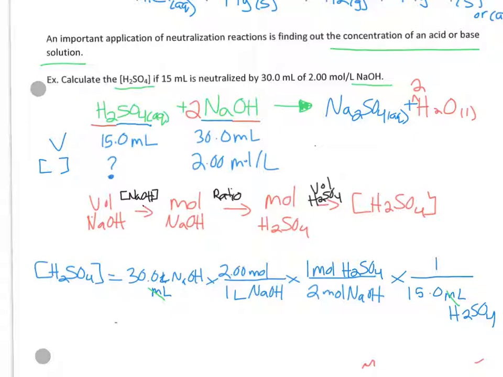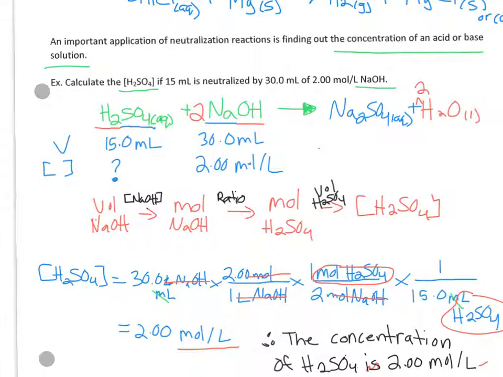Punch this into your calculator and you end up getting 2.00 mole per liter. So that ends up being our concentration of our sulfuric acid. And a quick check of canceling out our units. Liters of NaOH, liters of NaOH, moles of NaOH, moles of NaOH. Leaves us with moles of H2SO4 per liter of H2SO4, which works out perfectly for what our units are. So then a quick therefore statement would finish off this problem for you. Okay, so there's your therefore statement.